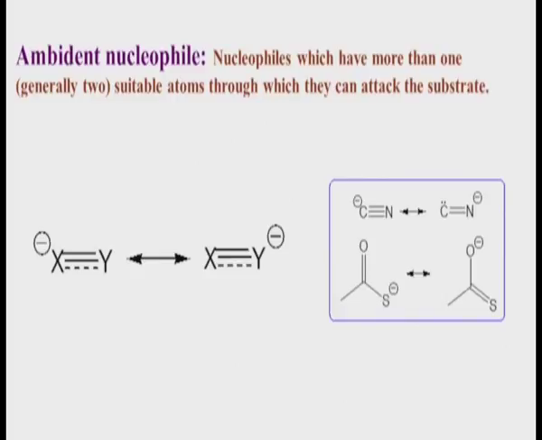Ambident nucleophiles: we know nucleophiles are negatively charged species or non-bonded electron pairs which can donate to the substrate. Ambident nucleophiles have more than one, generally two or more, suitable atoms through which they can attack the substrate. They attack the positive end of the substrate, so the negative end should attack the positive end. How will that take place and who will control whether X will attack or Y will attack? What we call that type of delocalized species X-Y is an ambident nucleophile.